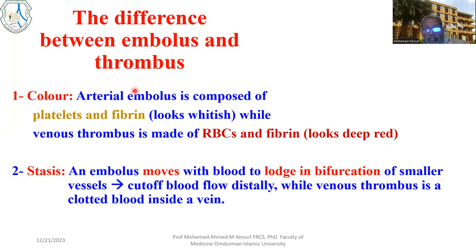Now, the difference between embolus and thrombus. In color, an arterial embolus is composed of platelets and fibrin, so it looks whitish, while a venous thrombus is made up of red blood cells and fibrin, so it looks dark red. And in stasis, the embolus usually moves with the circulation from one part to another, and lodges and stops in the bifurcation of a smaller blood vessel, leading to cutoff of the blood supply distally, while venous thrombosis is clotting of blood inside the vein.